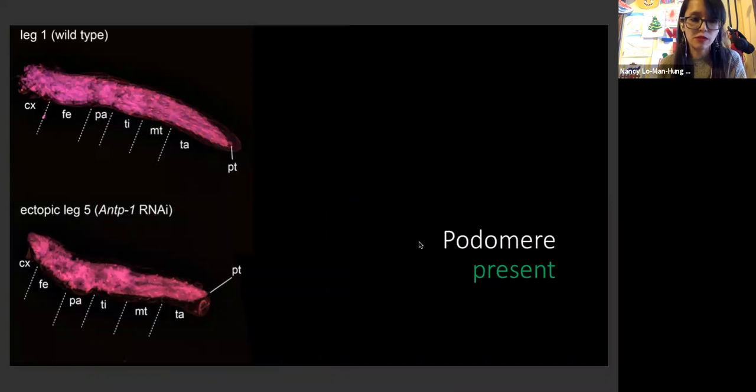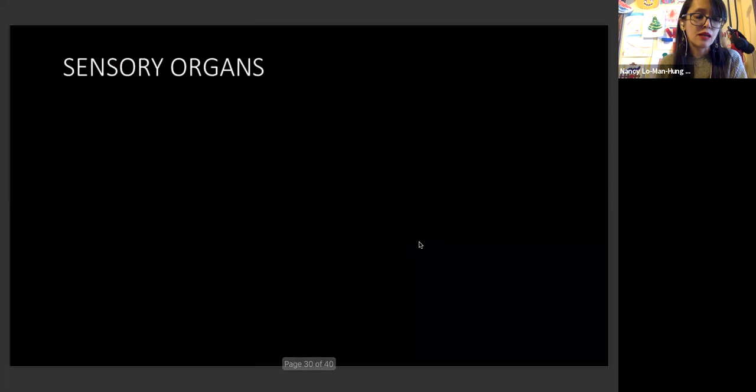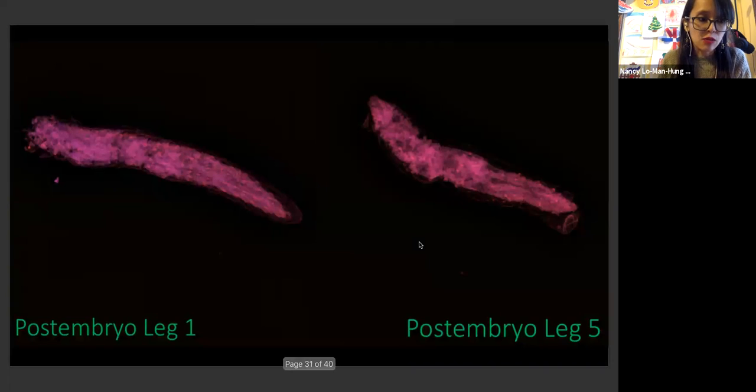To assess the proper morphogenesis of the appendages, we assessed the presence of proper podomere boundaries and the sensory organs at the post-embryo stage. Comparing leg 1 and the ectopic leg 5, we confirmed that all podomeres are present. About the sensory organs, at the post-embryo stage, they are also present in the ectopic leg. They are these dark dots.